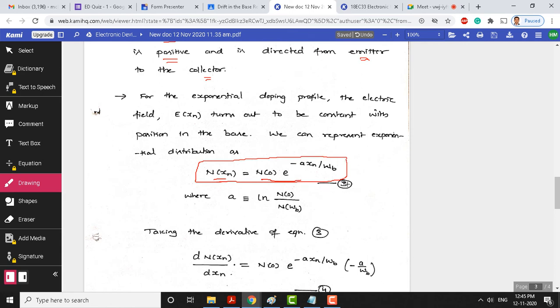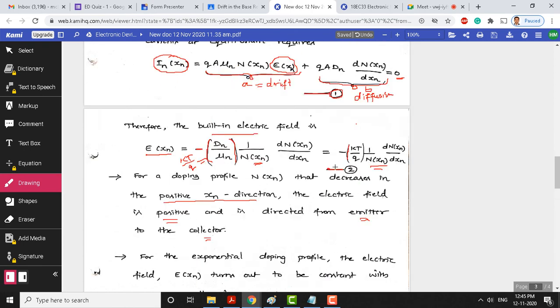Let us call this equation 3, and here a is given by the natural logarithm of N of 0 by N of W_B. N of 0 is nothing but the doping profile at the emitter junction, and N of W_B is the doping profile at the edge of the base region, at the base collector junction here. You can take a differentiation of this and substitute in equation 2, the electric field equation we already showed.